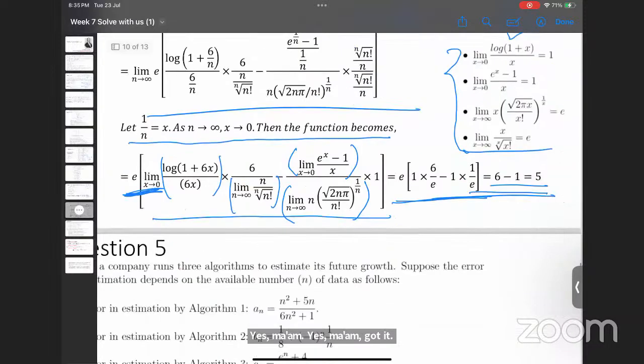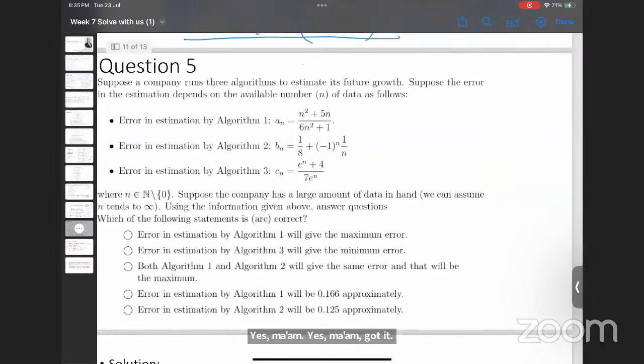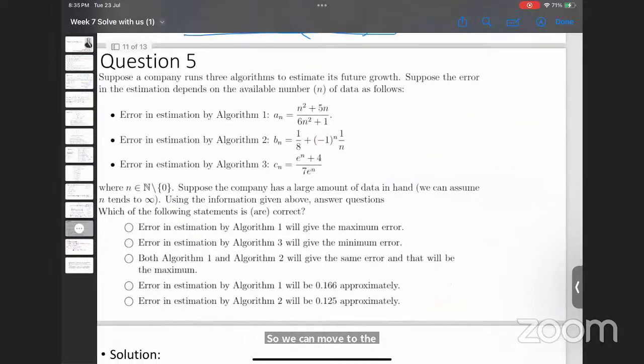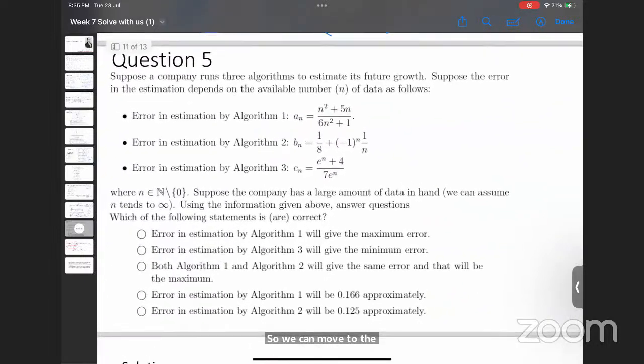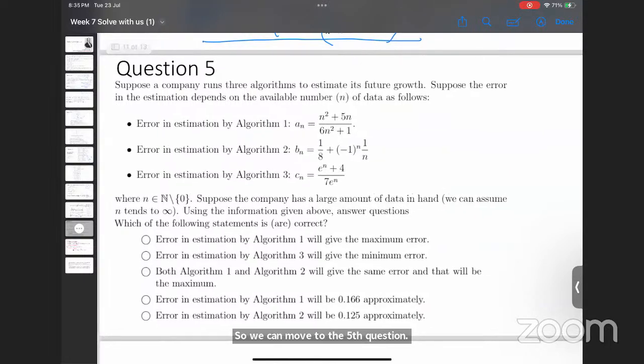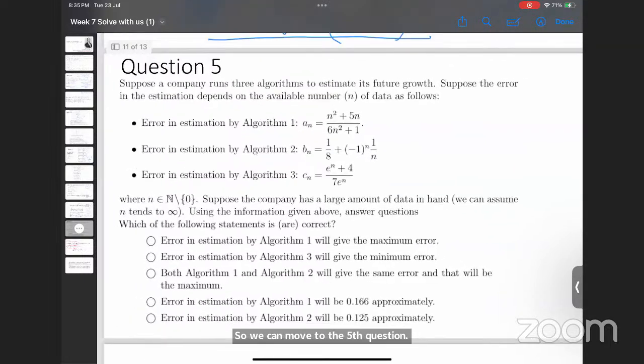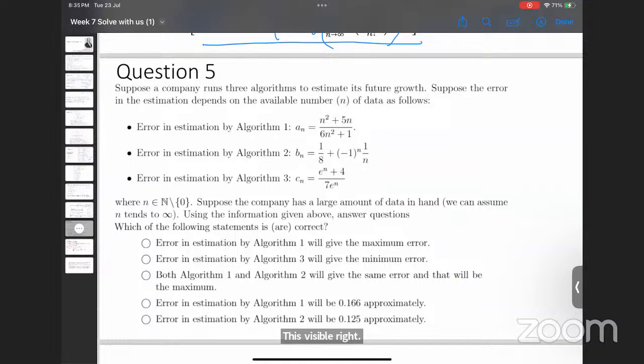So we can move to the 5th question. This is visible, right? Yes, ma'am. So try to solve the question. Again, you have to find the limiting value of some function. Depending upon the value, we have to do this.